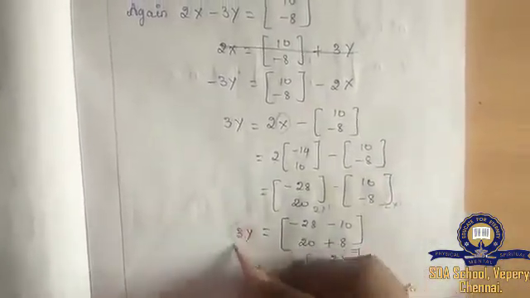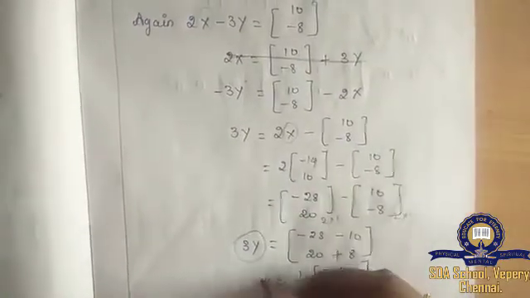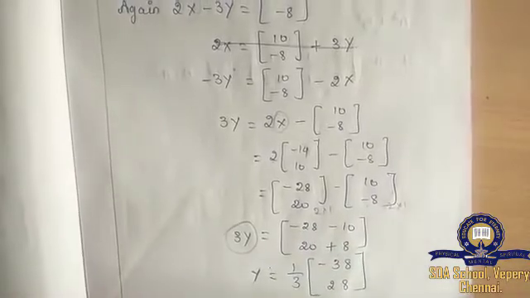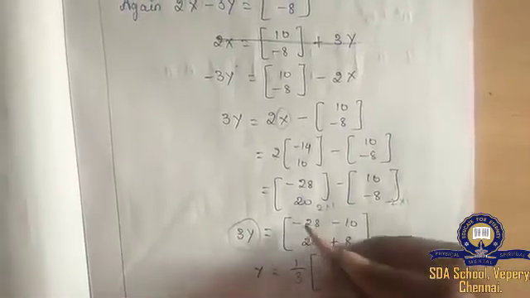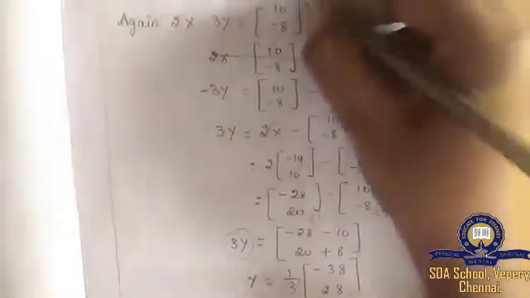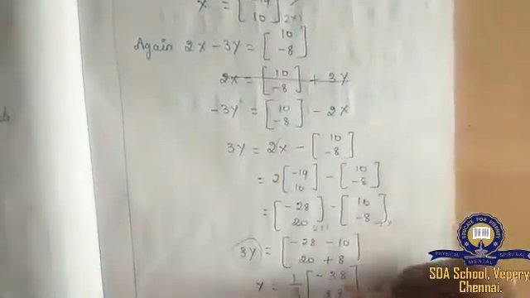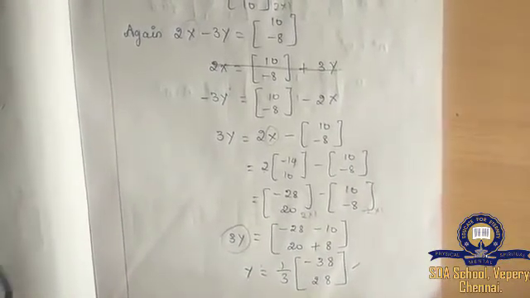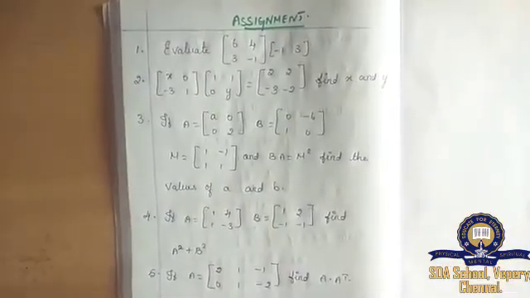Here we know the value of 3y. Am I right? I just want to find the value of y. So can I bring this 3 to the other side? It will become 1 by 3 of this particular matrix. So this is the solution. So the value of x is minus 14 and 10, and the value of y is 1 by 3 into minus 38, 28.